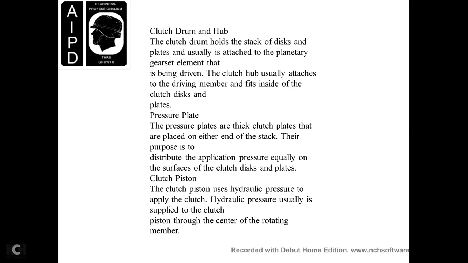Clutch drum and hub: the clutch drum and hub hold the stack of discs and plates, and are usually attached to the planetary gear set element being driven. The clutch hub usually attaches to the driving member and fits inside the clutch discs. The pressure plate is a thick clutch plate at the other end of the stack, whose purpose is to distribute the application pressure equally on the surface of the clutch discs and plates. Clutch piston: the clutch piston applies the clutch using hydraulic pressure, which is usually supplied through the center of the rotating member.